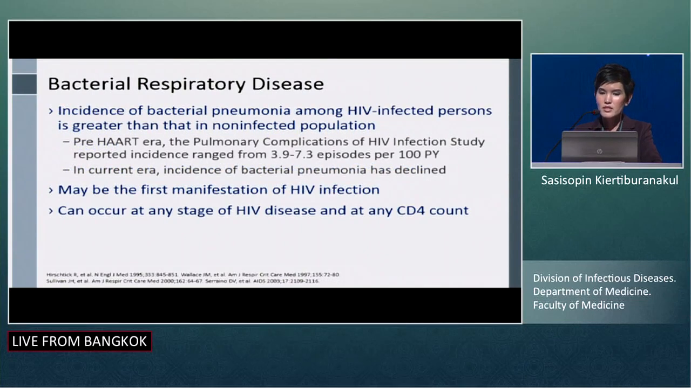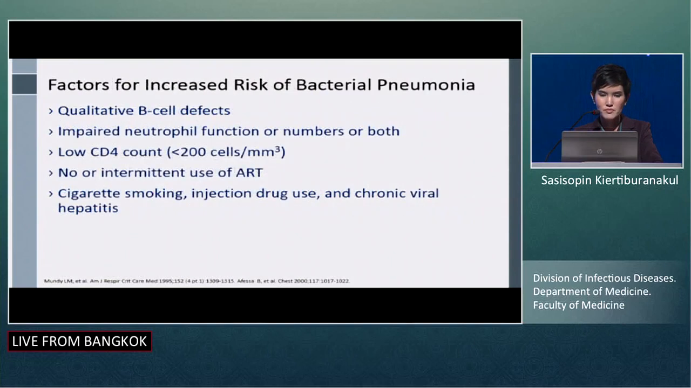The incidence of bacterial pneumonia in HIV patients is greater than in non-HIV infection, especially in the pre-HAART era. But right now in the HAART era, the incidence of bacterial pneumonia has declined. And some HIV patients may come to the hospital with bacterial pneumonia as the first manifestation, and it can occur at any stage of HIV disease and at any CD4 cell count.